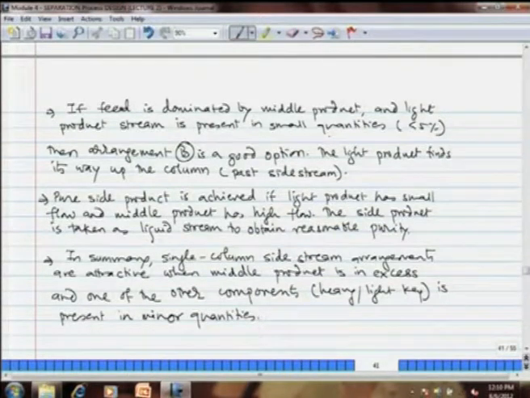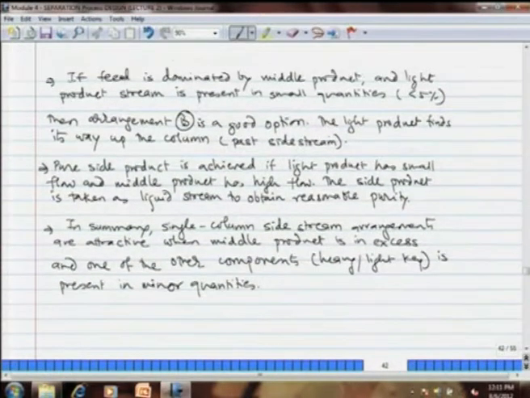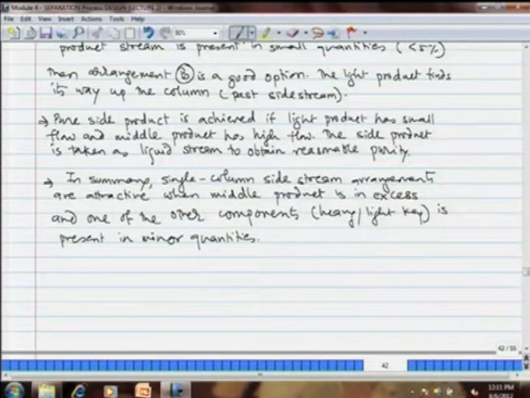So, a pure side product is achieved if the light product has a small flow rate and the middle product has a high flow rate. The side product is taken off as a liquid stream to obtain reasonable purity. If you take the topmost plates, then B, being the heavier component, will be mostly in the liquid phase. So, vapors rising will have most of A, and the liquid that is there will have a sufficiently large mole fraction of B, so as to obtain a side stream. So, in summary, single column side stream arrangements are attractive when the middle product is in excess and one of the other components, either light or heavy, is present in minor quantities.